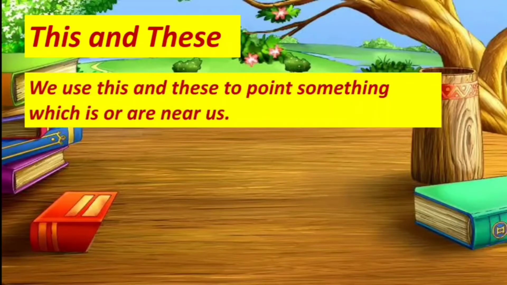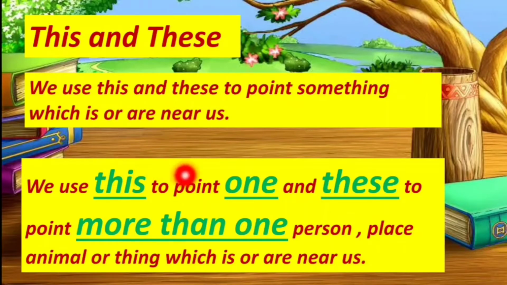We use this and these to point something which is or are near us. And there is one more thing that we should keep in our mind, that is we use this to point one person, place, animal or thing, and we use these to point more than one person, place, animal or thing which is or are near us. Dear students, we use this to point one naming word, or we use these to point more than one naming words.